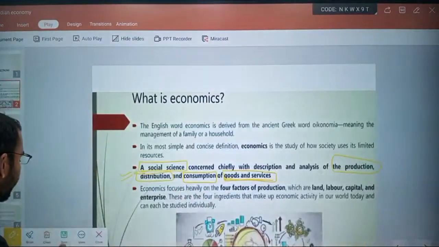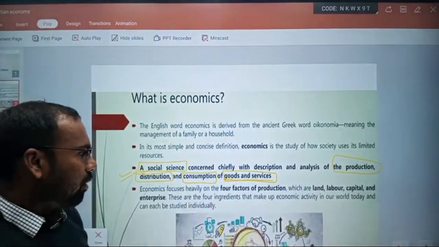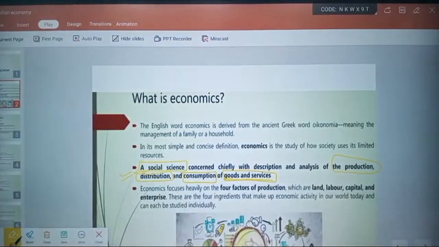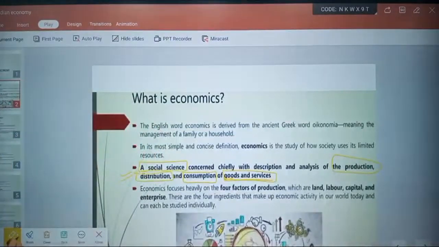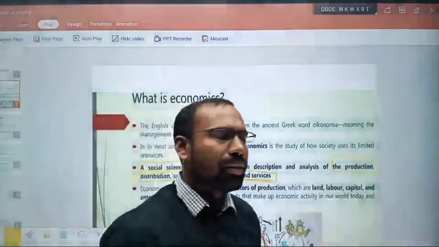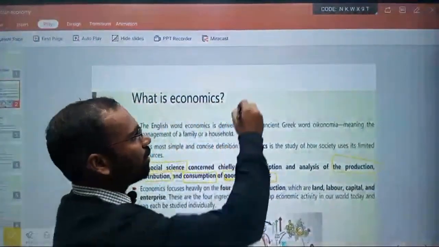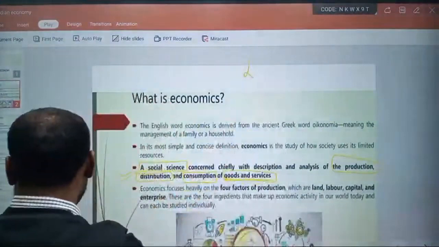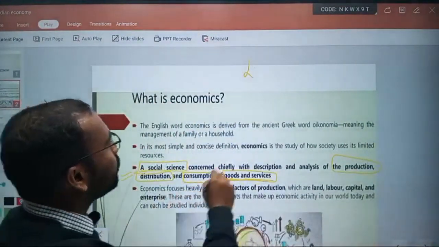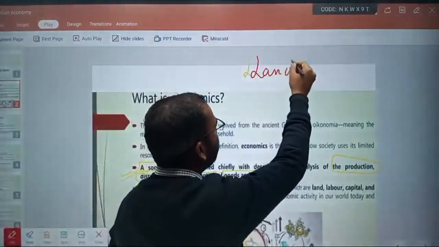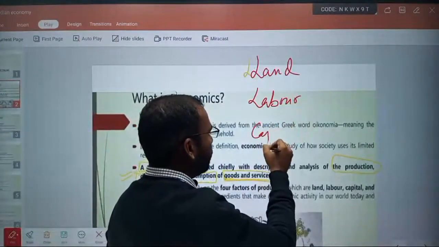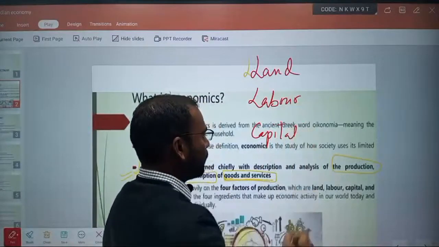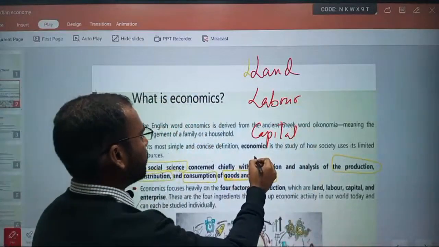To understand the economy, you have to know the important factors of production through which economic activity is done. So what are the factors of production? Factors of production are what you need to make something. They are land, labor, capital, and enterprise.